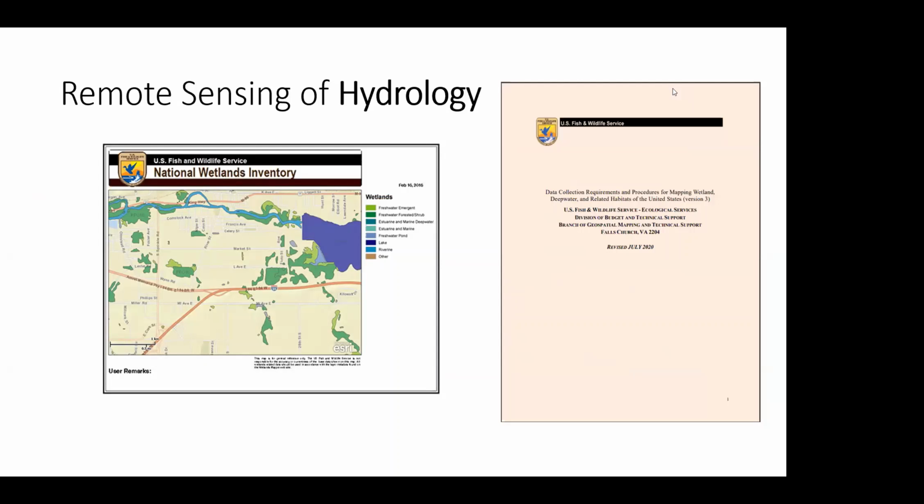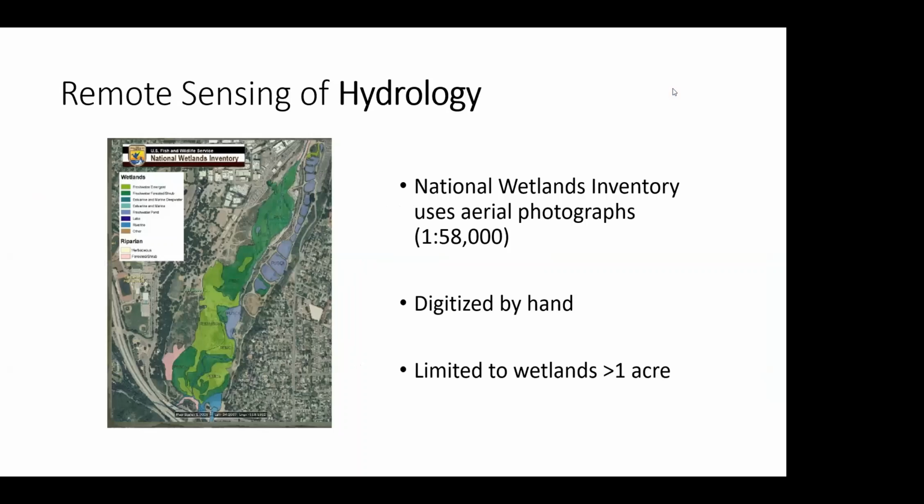I reviewed this technical manual, which is basically just a summary of how they produce the National Wetlands Inventory. And they do that by looking at aerial photographs at a 1 to 58,000 scale. They use humans to digitize wetlands by hand, just looking for, like I said, hydrology. They're just looking for standing water. And they're limited to wetlands that are greater than 1 acre, just because of the scale of the photographs and because of the amount of work it would take to do anything smaller than that.